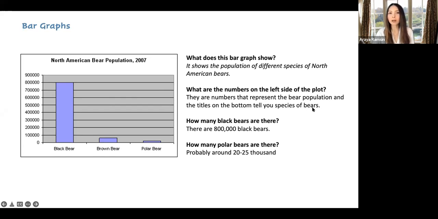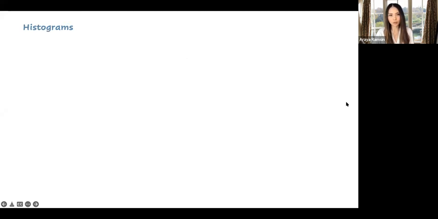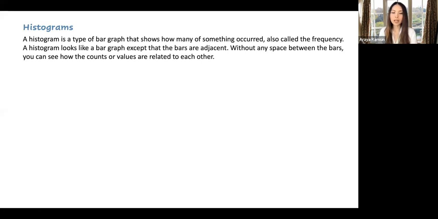Okay, so that is it about bar graphs, and I'm sure, like I said, that everyone is already familiar with this type of figure. So what about histograms? Okay, you all see histograms all the time when you use SPSS. What are they? A histogram is actually a type of bar graph that shows how many something occur, okay? Also called frequency. Okay, it will show the frequency.